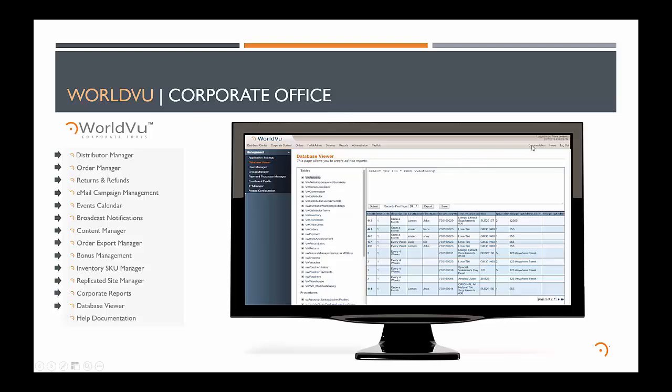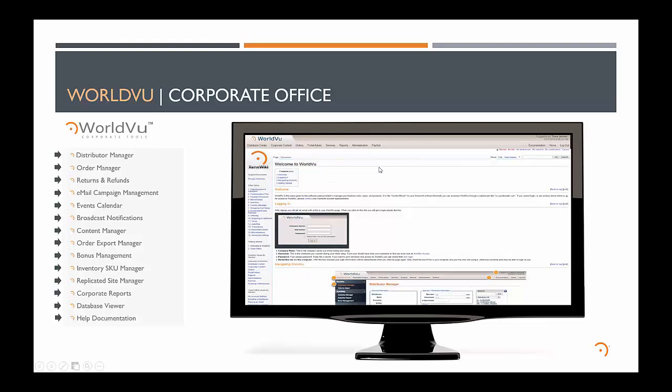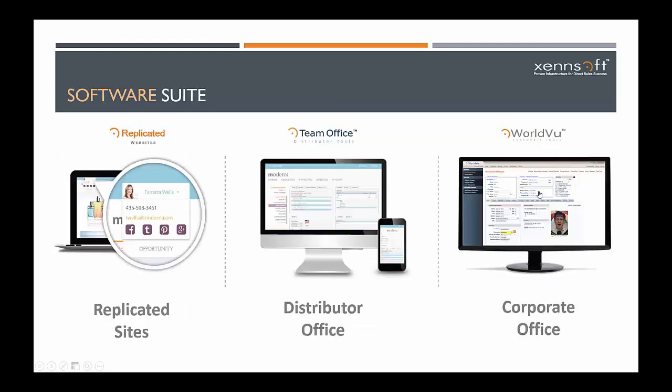I also want to note that we have a whole documentation library with help documents, a wiki. So all the stuff I showed you in WorldVU, how to set up notifications, how to set up and configure your inventory, is all right here in the wiki. So that's WorldVU. Again, that's the three applications we have: the replicated sites, the Team Office, the distributor tools for your back office, and also the corporate office for your staff members.